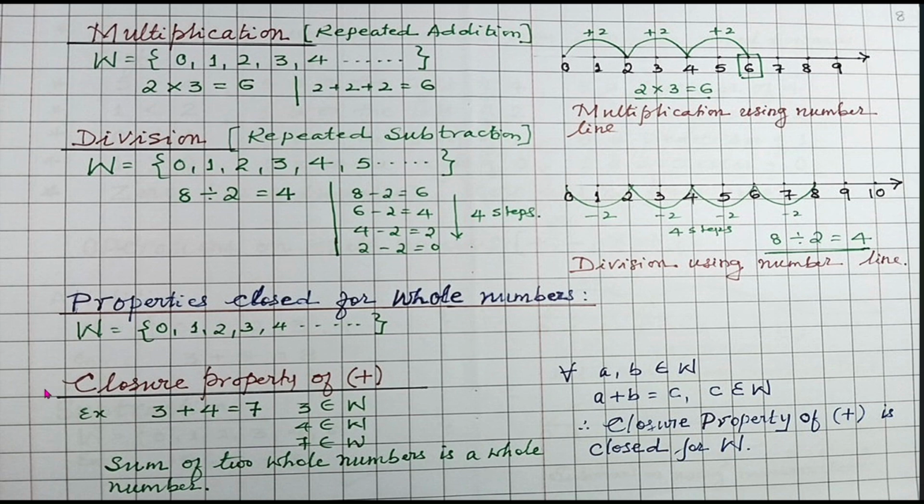Now let us take the closure property of addition. When we take two whole numbers 3 and 4, we add, we get 7.